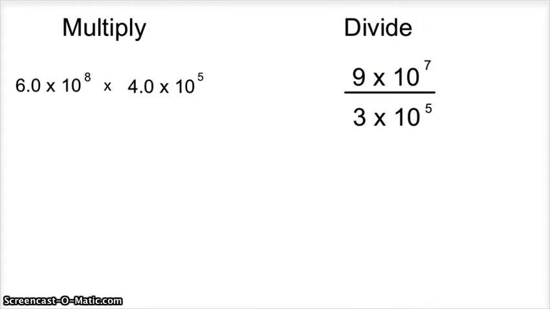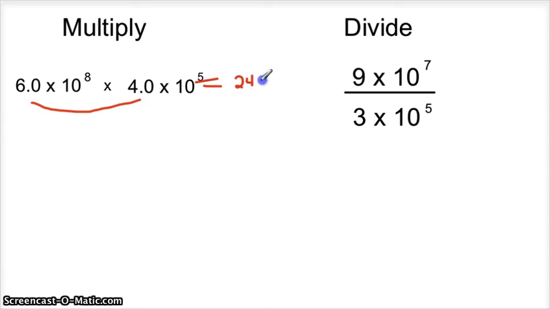Why don't we take a look at this? What do you do when you multiply and divide these kinds of numbers? When you multiply two scientific notation values, you add the powers of 10. That makes this very easy, because you would multiply 6 times 4, which equals 24. And then you add 8 and 5. So that would be 24 times 10 to the 13th power, since 8 plus 5 is 13.